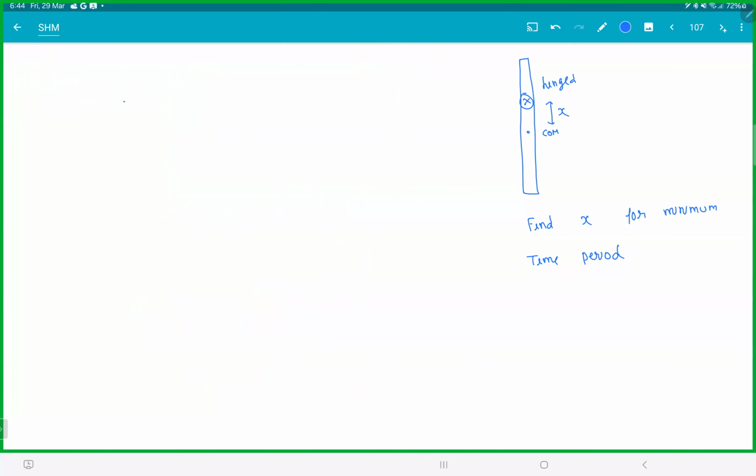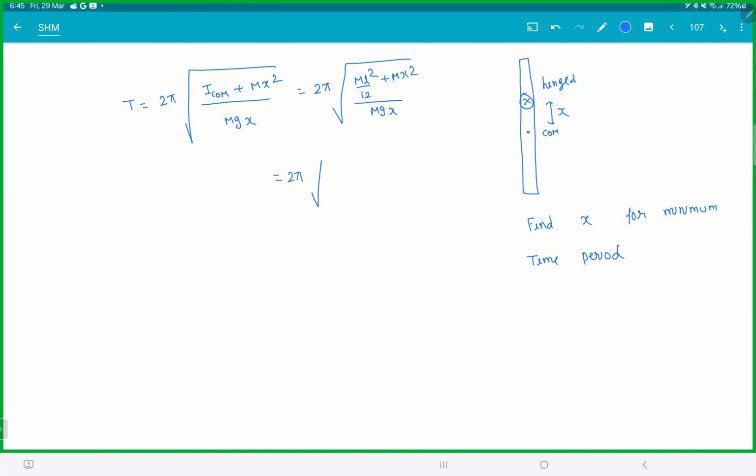So for this guy, the time period would be 2π root over I. I will be I center of mass plus parallel axis theorem, Mx² plus mgx. Just 2π root over (ML²/12 + Mx²) by mgx. This guy would be L²/(12gx) plus x by g.